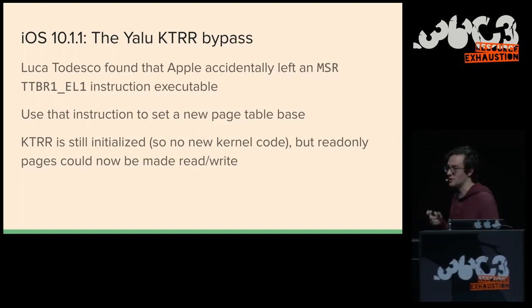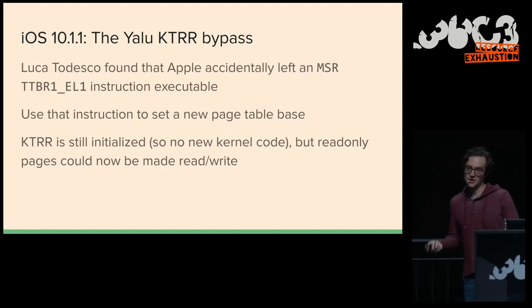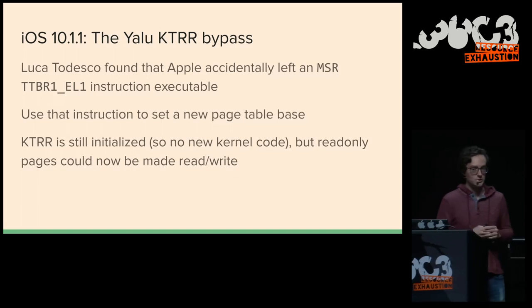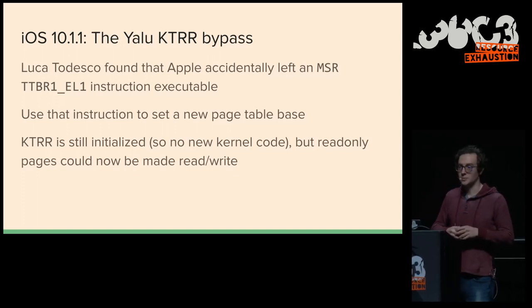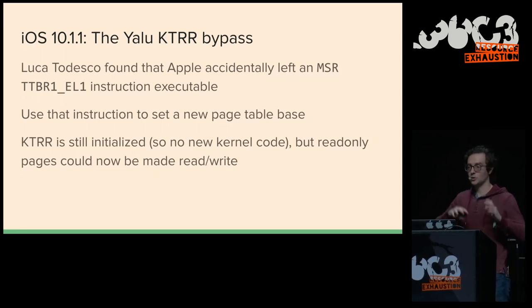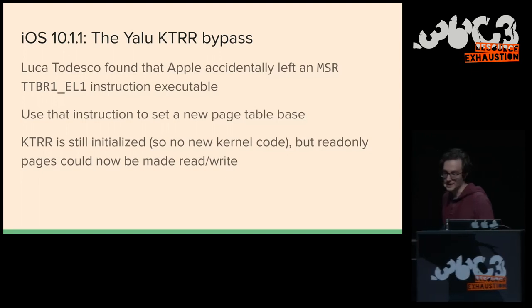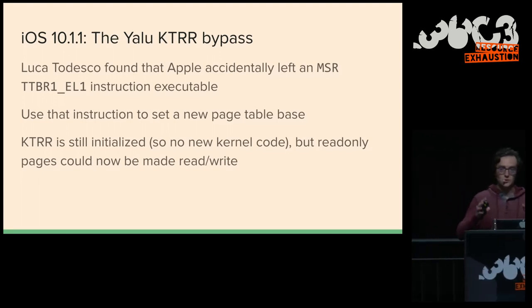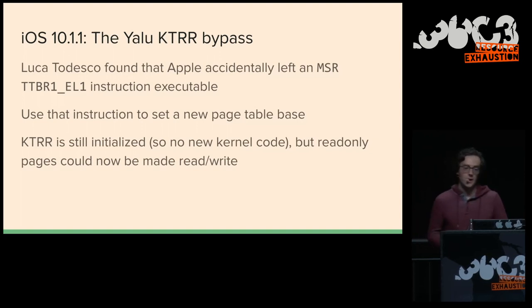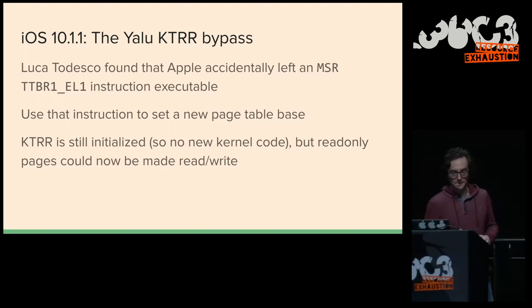This register stores the physical address of the root of the page table hierarchy, which means that if you're able to modify the value of this register, then you are able to supply your own custom page table hierarchy and therefore remap virtual memory onto new physical pages. So this is exactly what he did. He just chose a remapping that placed the read-only regions of the kernel memory onto new physical pages that contained a copy of the original kernel data.